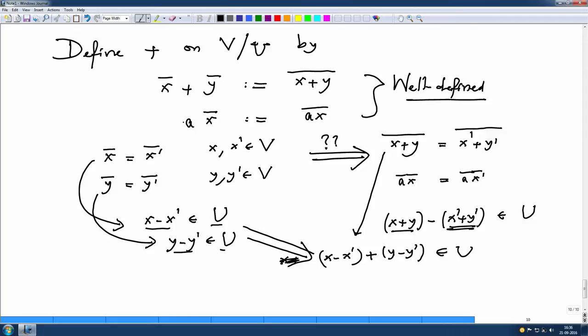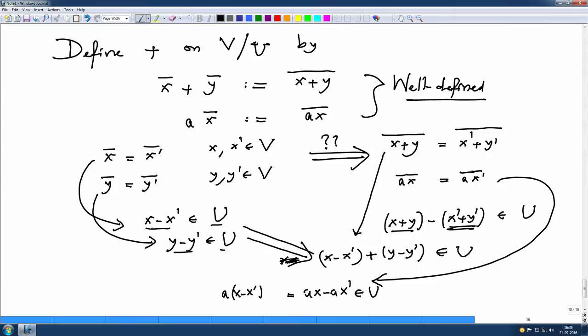Now, for this it is similar. For this, now I want to check for any A, this condition means what? This condition means the difference A x minus A x prime belongs to U, but this is the same as A times x minus x prime, and we are given x minus x prime is in U and A is an arbitrary scalar, and because U is a subspace, this times A is also in U, that means this is 0. So, it is obvious. So, we have checked that these two operations are well defined.